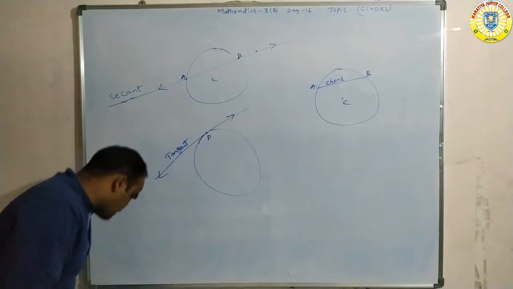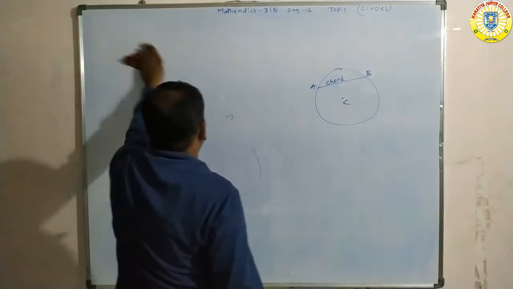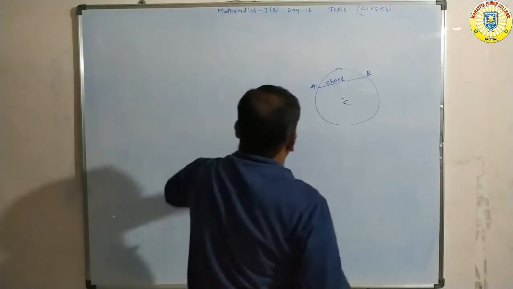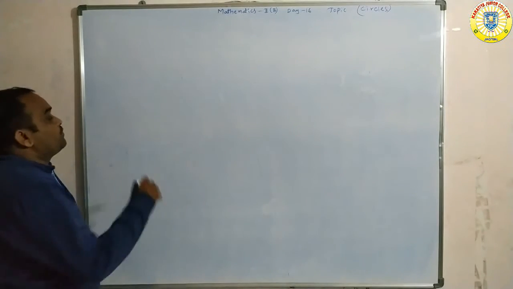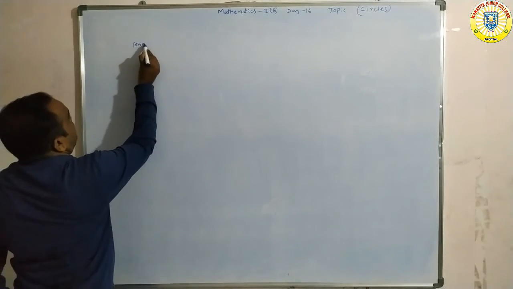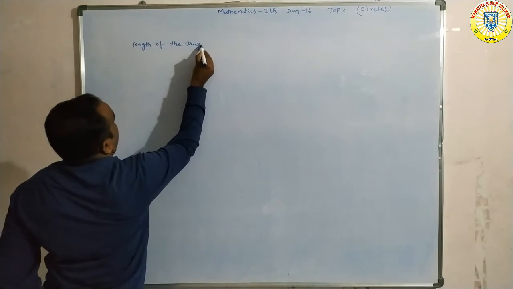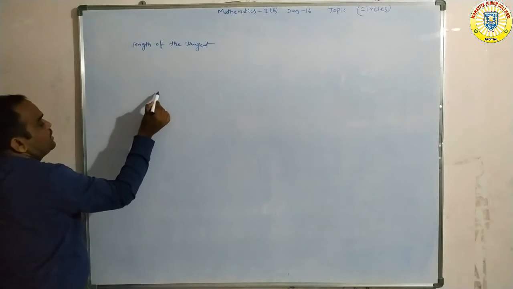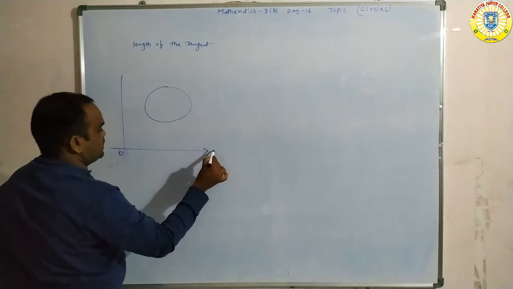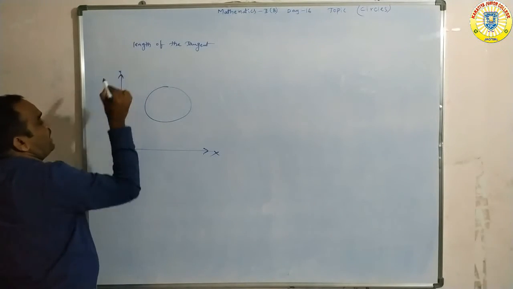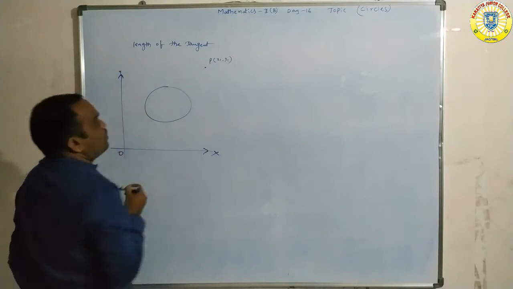Next we are discussing the length of the tangent. See here, there is one circle. This is the coordinate system, this is the origin, this is the x-axis, and this is the y-axis. Here we are taking P(x1, y1) to be an exterior point.